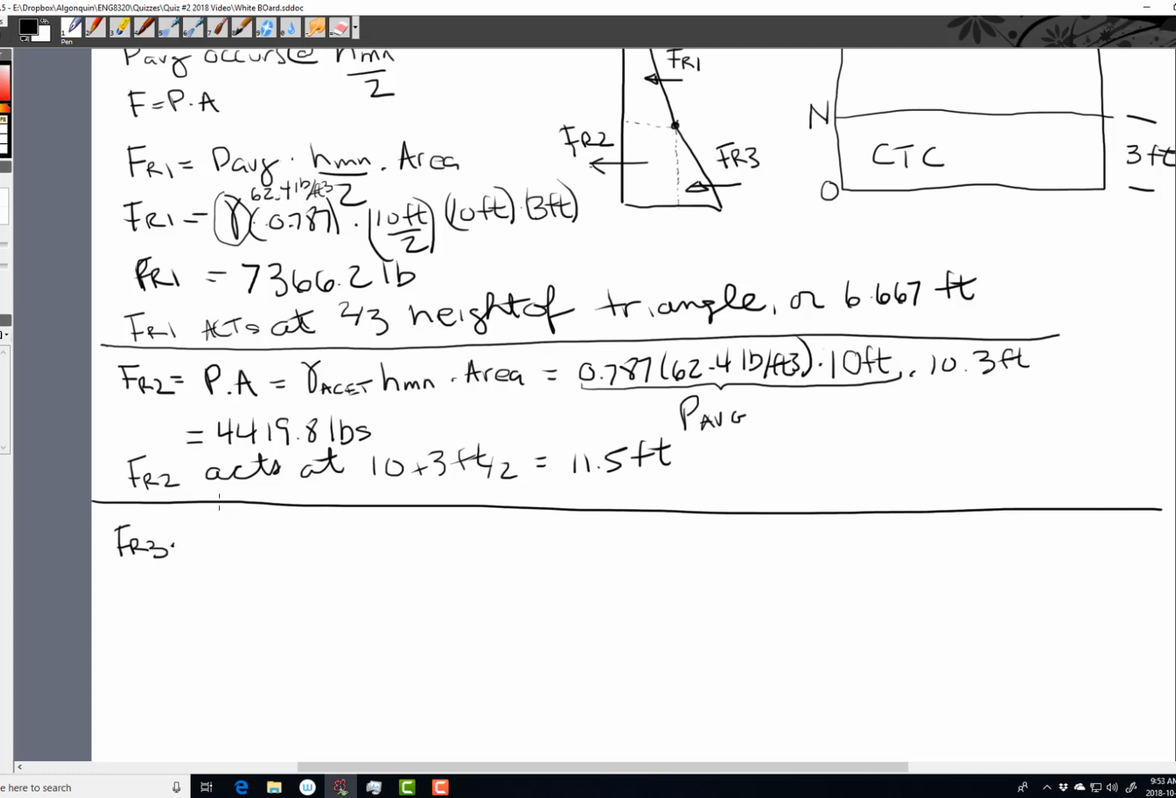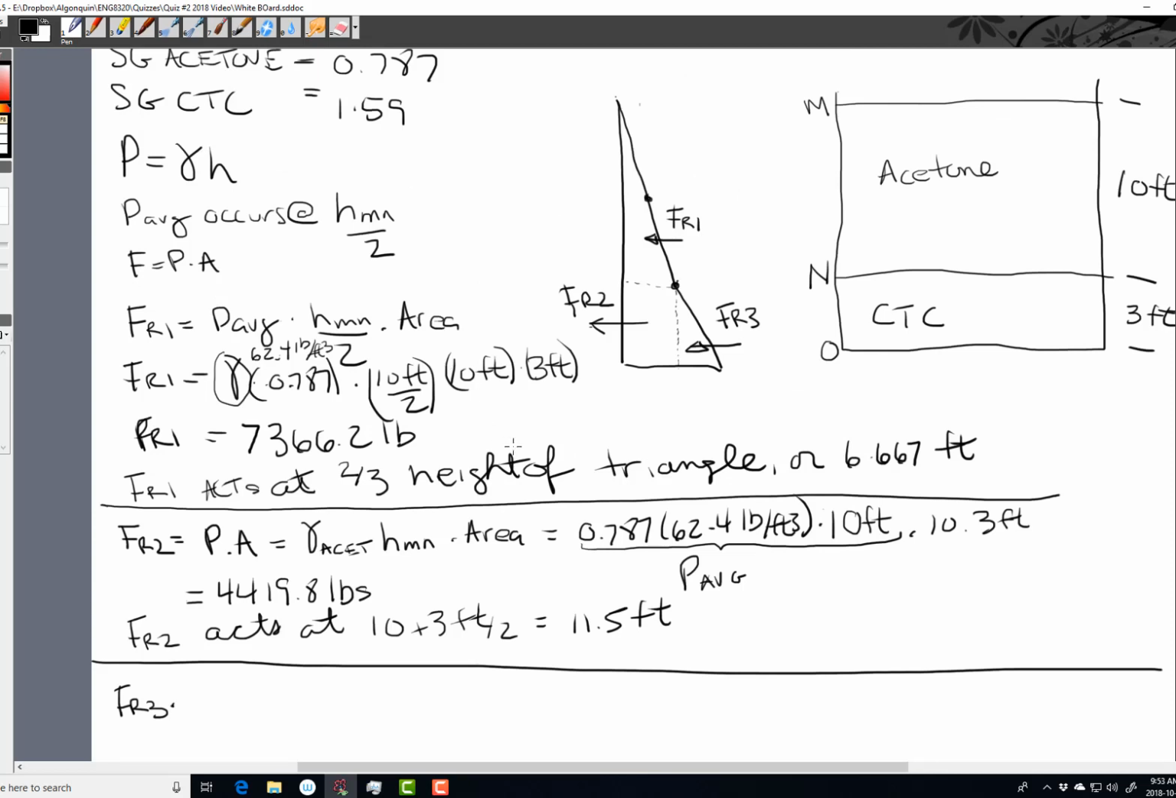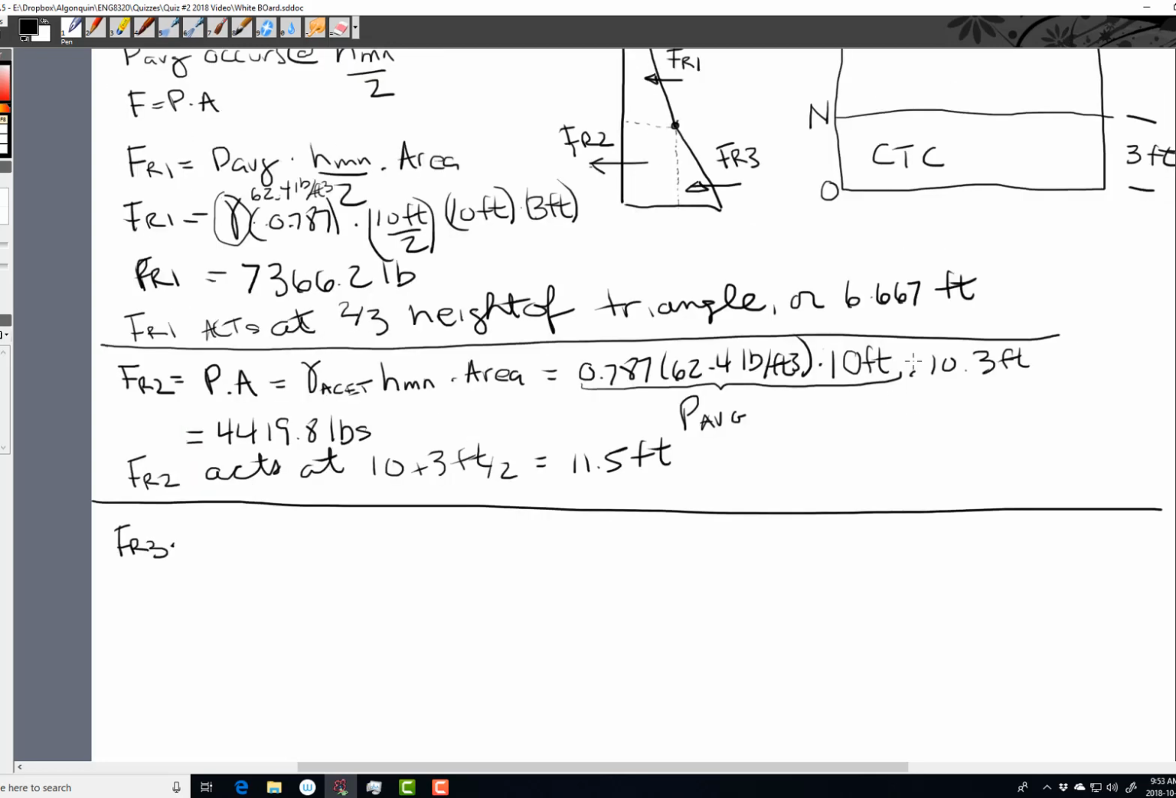And I think this is where it might get a little confusing: you've already accounted for the pressure here, which is caused by the acetone. So you can't include this in your pressure calculation. You need to look just at the CTC, the carbon tetrachloride. So FR3 is going to be equal to the average pressure times the area. Well, what's the average pressure of this pressure triangle? It's going to be equal to the pressure in the middle.